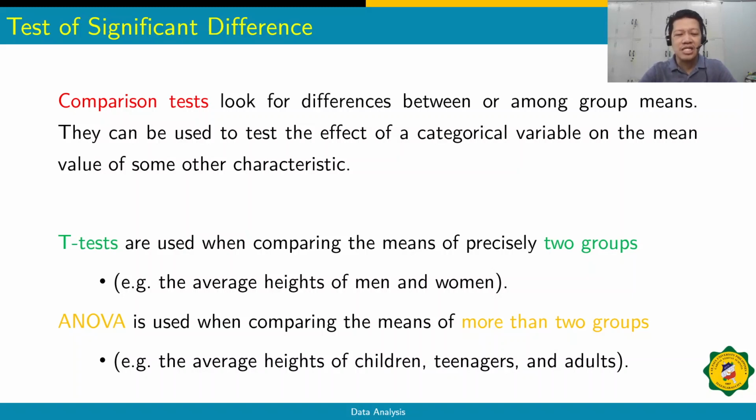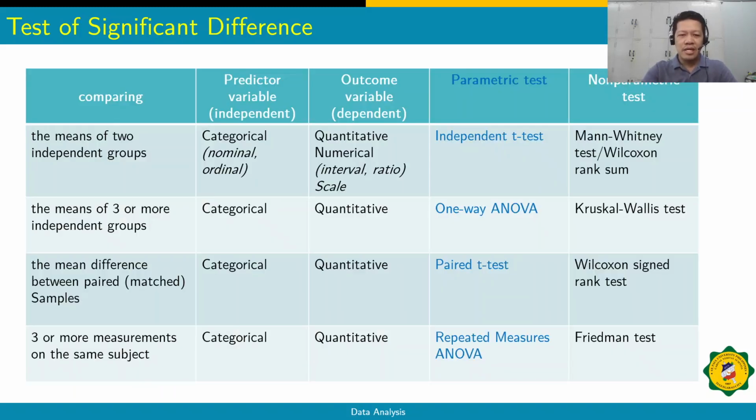So t-tests are used when comparing the means of exactly two groups. Okay, so if you are going to compare the average heights of men and women, you may use t-test. ANOVA is used when comparing the means of more than two groups, like comparing the average heights of children, teenagers, and adults. This is the summary or a table for the test of significant difference.